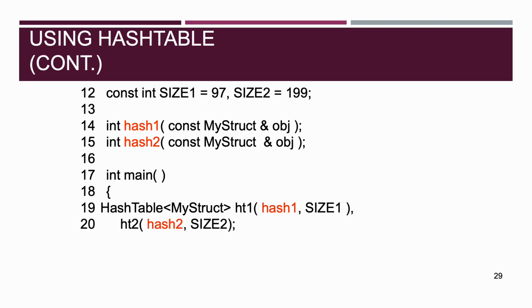Then we'll declare the hash functions, integer hash 1, integer hash 2. These are declarations for two different hash functions, hash 1 and hash 2, which take a my structure object as a parameter. Each function is expected to return an integer that will represent an index in the hash table. The specific logic for these functions is not shown, but they should generate a unique index based on the data within my structure.